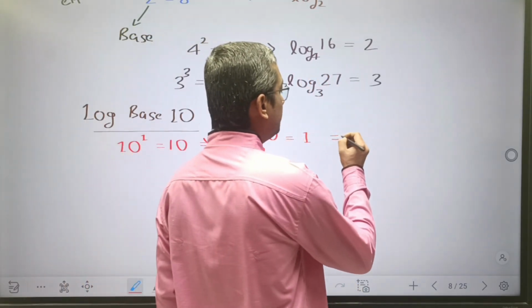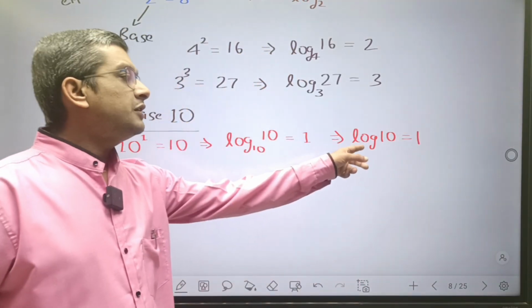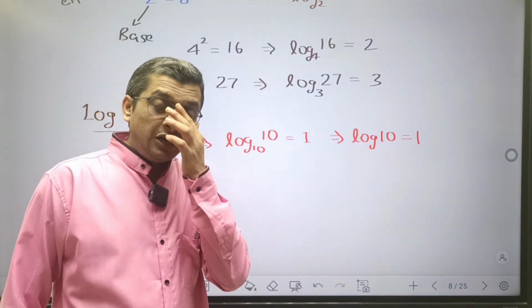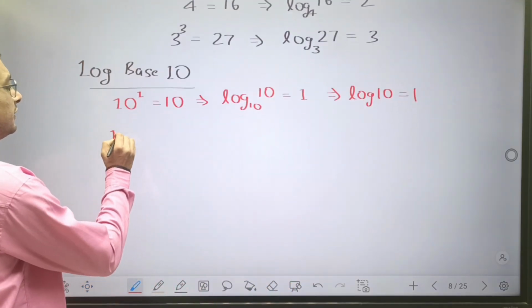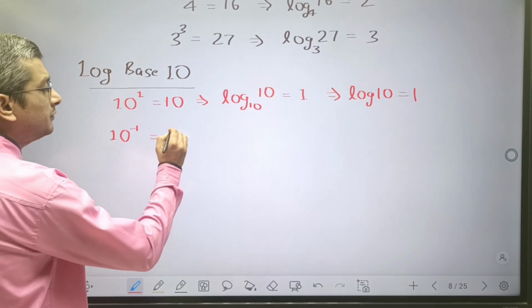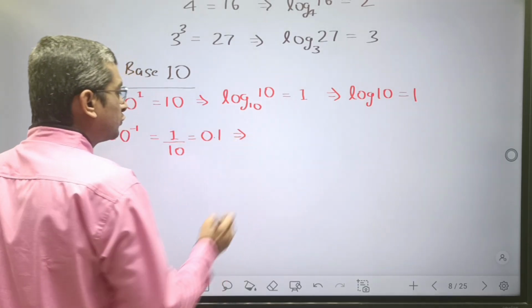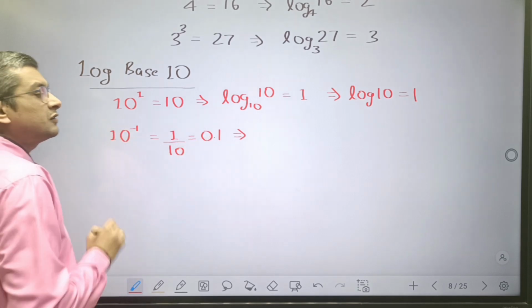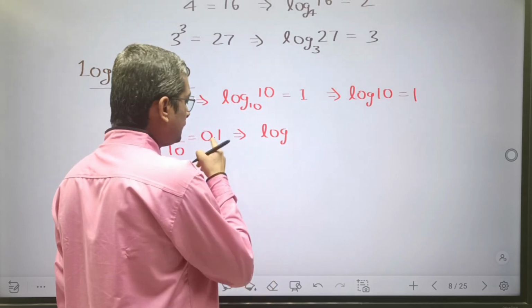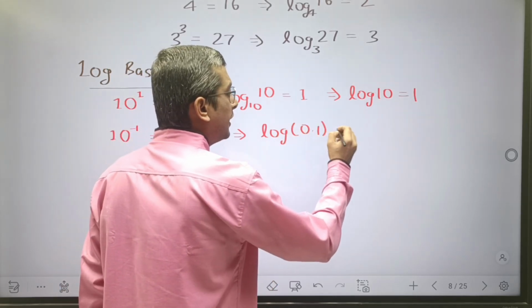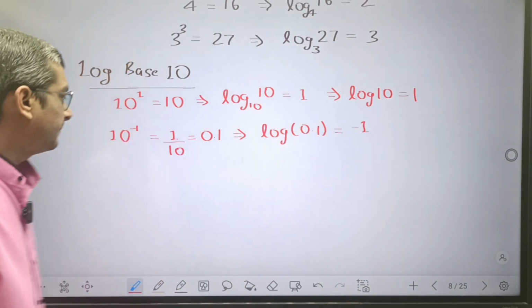For example, this can be written as log 10 is equal to 1. If I write nothing in the base of the log, it means that it is log to the base 10. For example, if I write 10 to the power minus 1, this will be 1 by 10, and this is 0.1. So the result is 0.1, base is 10, power is minus 1. So we can write log base 10, result is 0.1, and here we get minus 1. Are you getting? Power is minus 1.